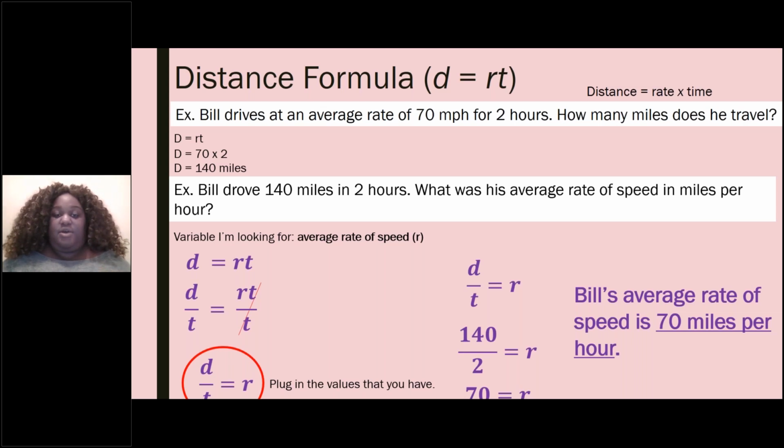So this was just a quick way to see how we took D equals RT, rearranged it to solve for R, which was our missing variable, and we got the answer. If you look at the first question, they gave us the rate, they gave us the time, we needed to find the distance. Here they gave us the distance, they gave us the time, we needed the rate. So you still have the same values because we didn't change the values, we just rearranged our formula, and so we created that equivalent formula. Okay.